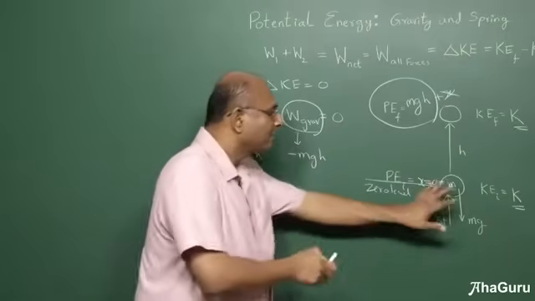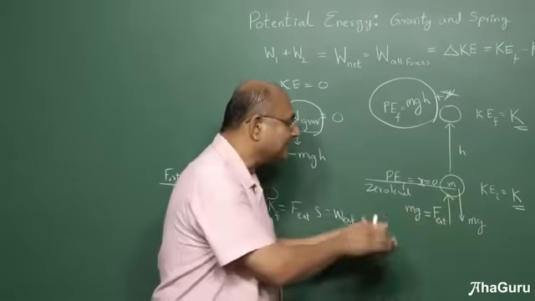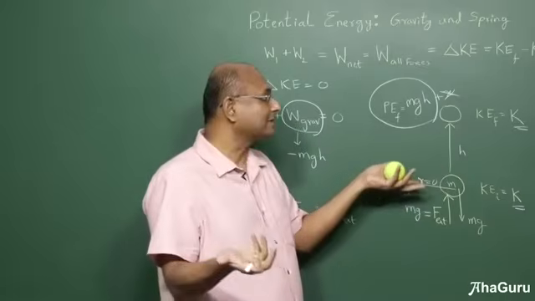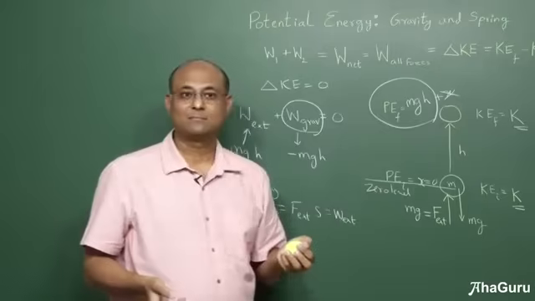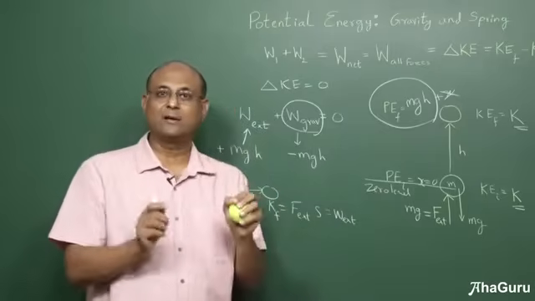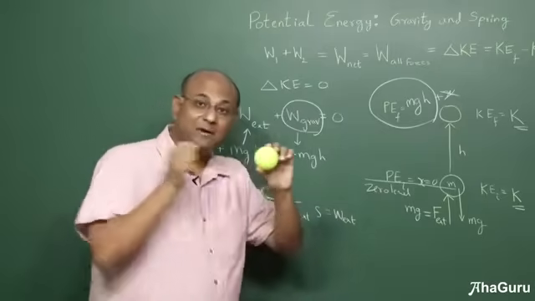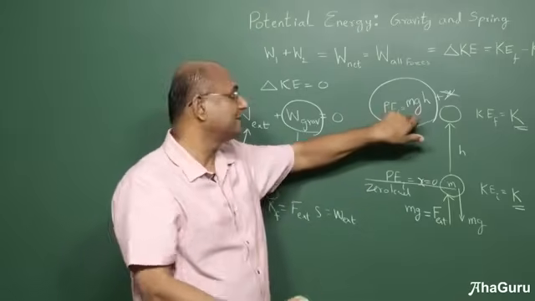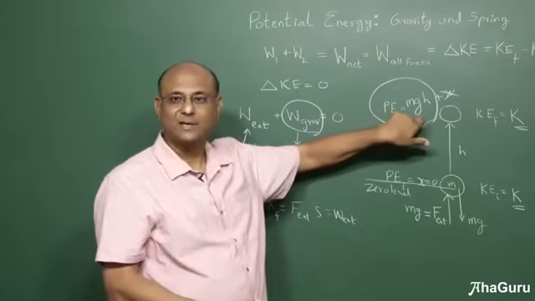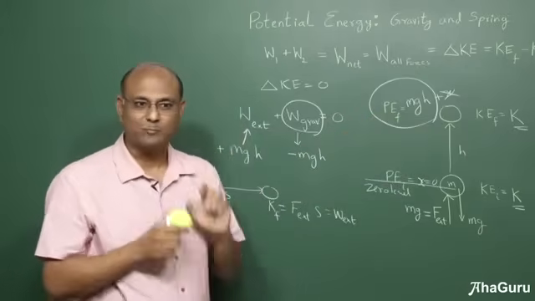Or you can say, forget gravity, whatever energy I gave, who says it's lost? Instead of going as kinetic energy, it has gone as potential energy. Two ways of thinking about it. One is to say, whatever work I am doing has gone into another form of energy called potential energy. By the way, that is usually a better way of thinking.